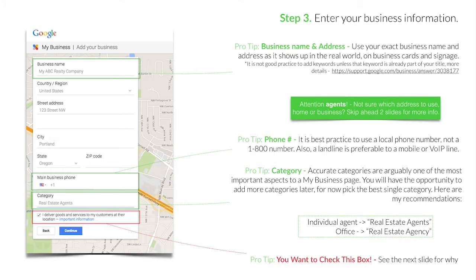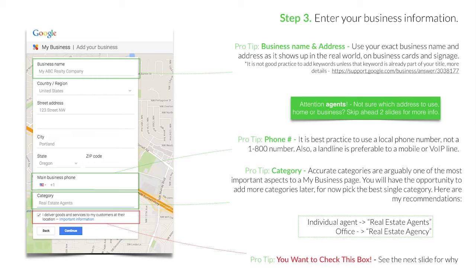Now, when you're entering in your business information, the one thing I want to keep very clear is that you need to be consistent with your business name and address. So define that right now. Use your real world business name and use the address that shows up on your business cards and the phone number that shows up on your business cards.